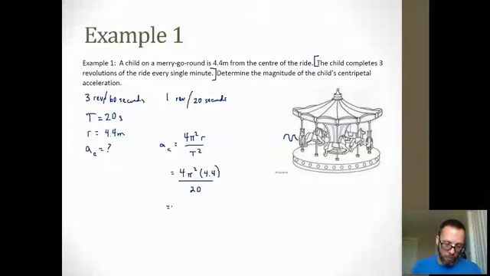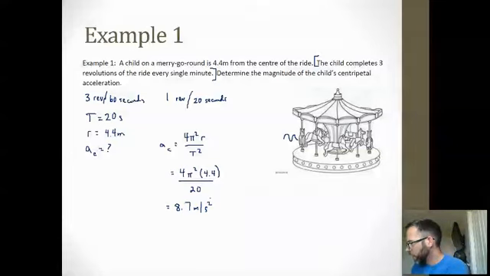So I use my pi button. If you use 3.14, we're all going to get close to the same answer. It's not a big deal. So 4 times pi squared times 4.4 divided by 20. So about 8.7 meters per second squared. So pretty fun.